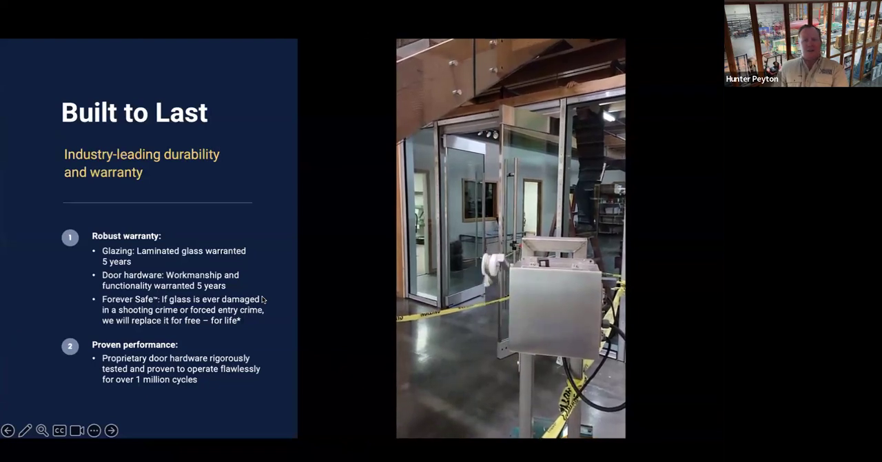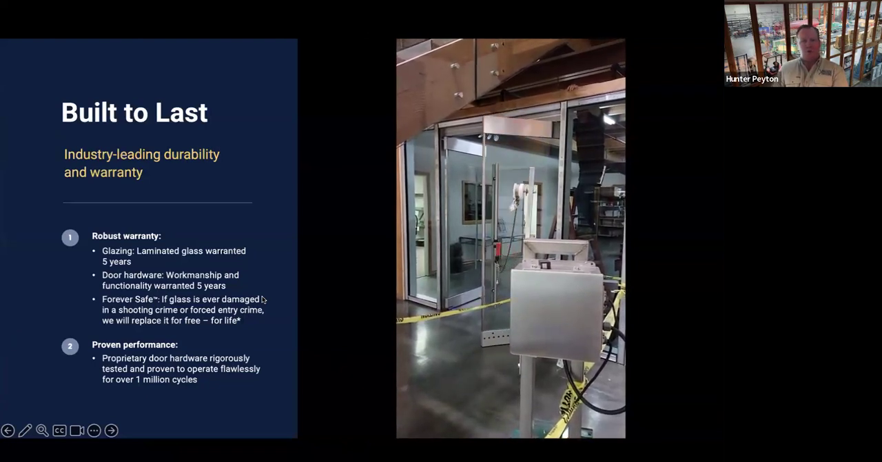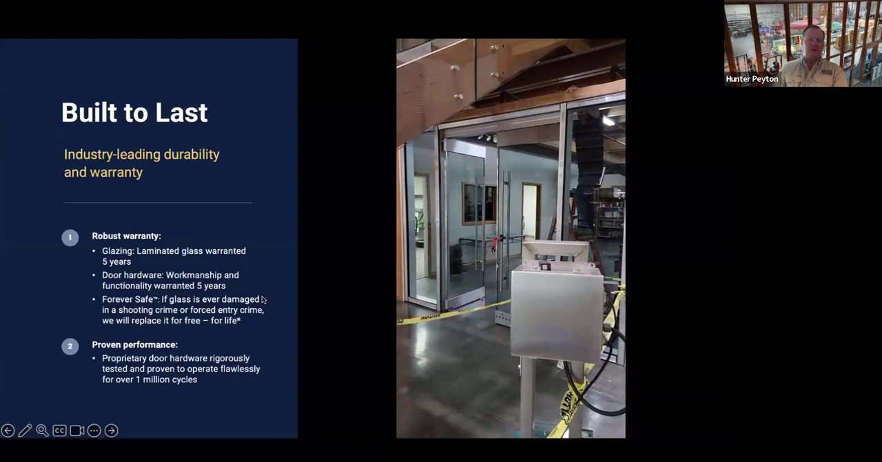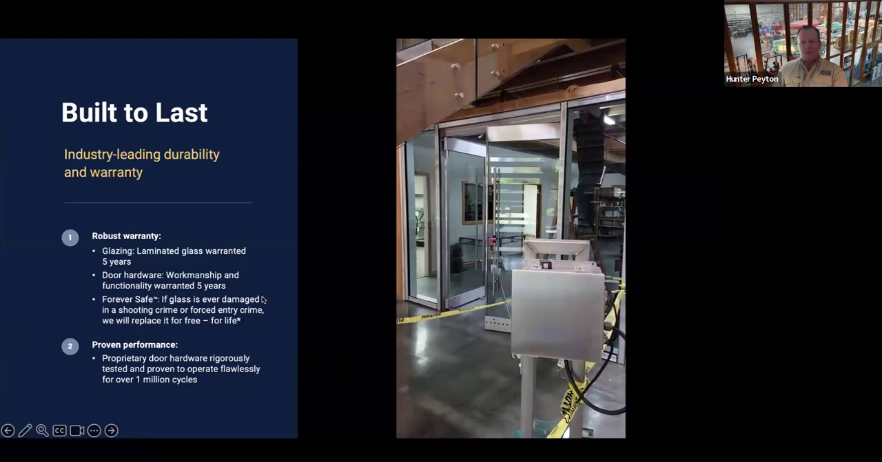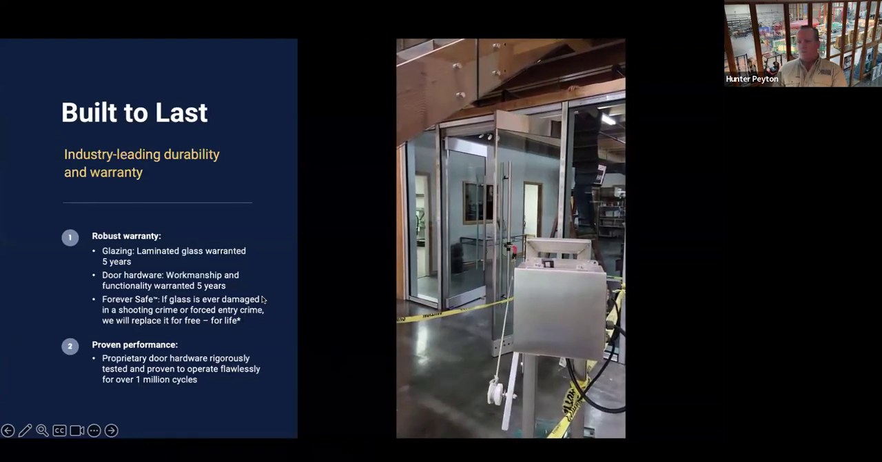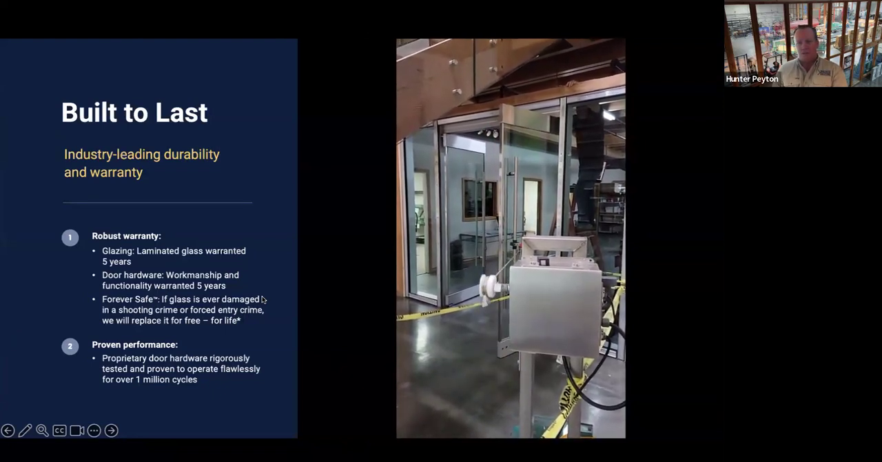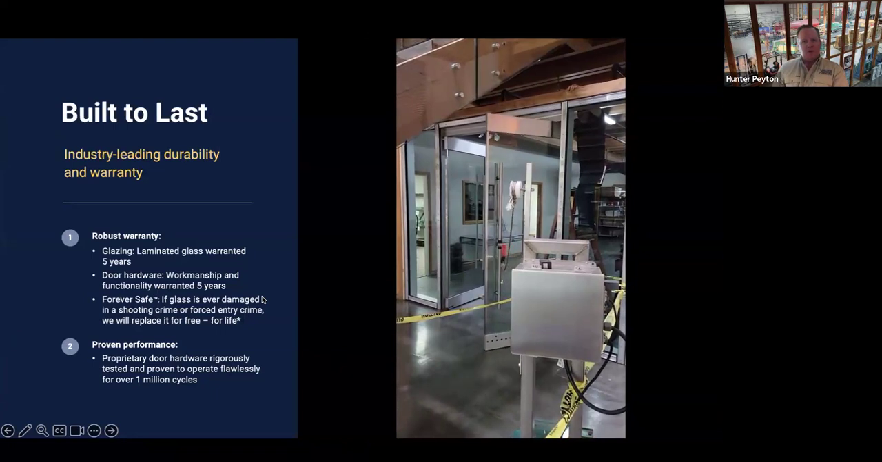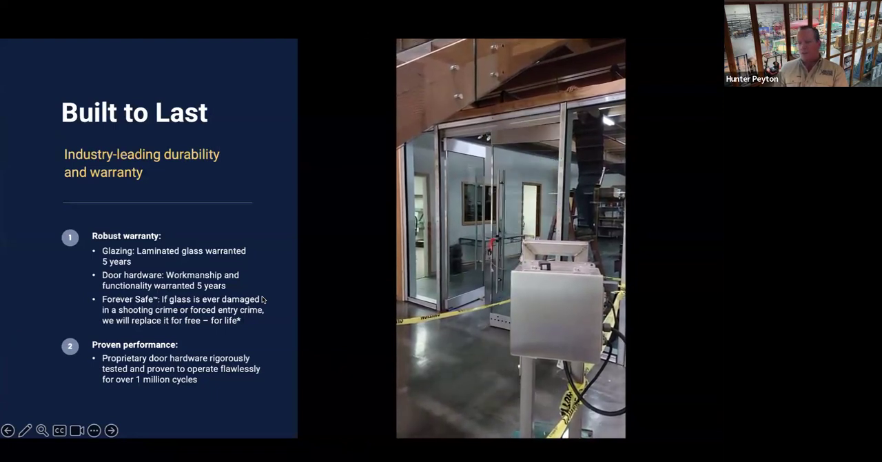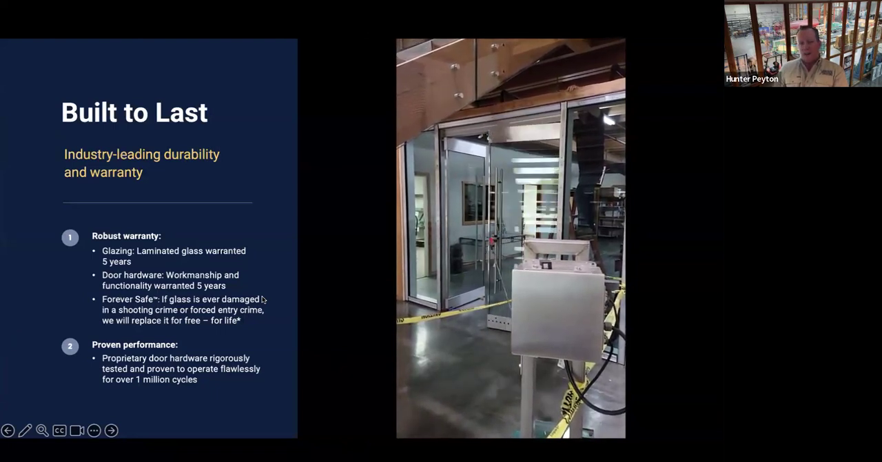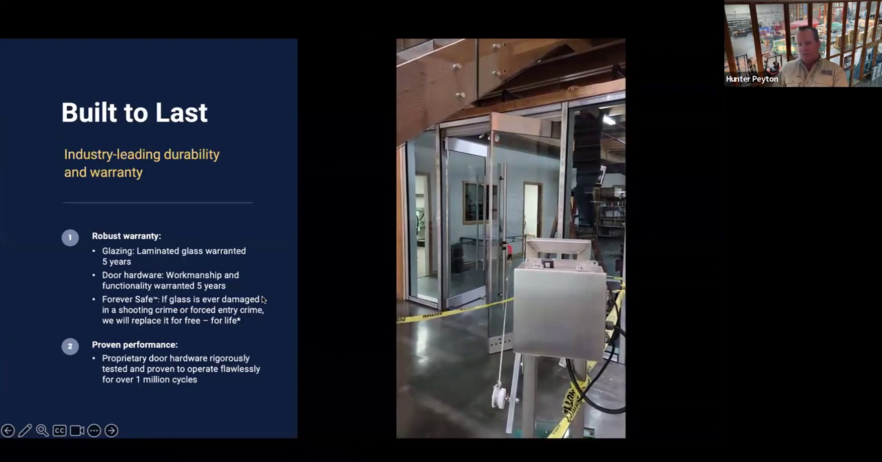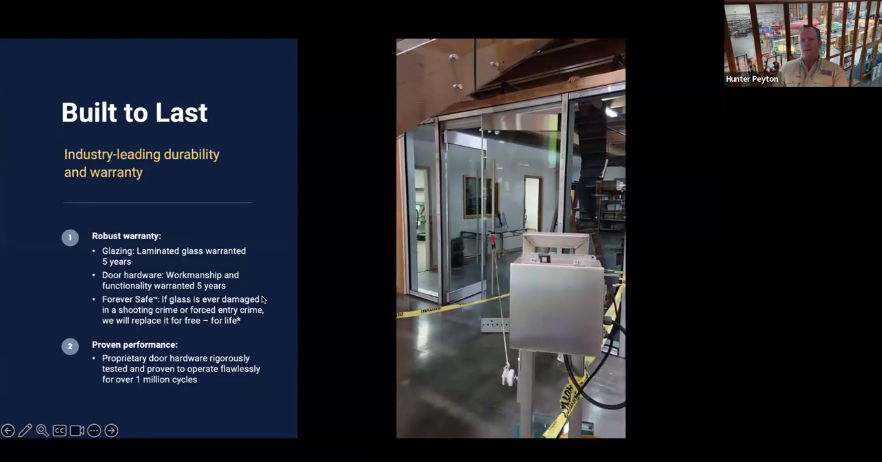Built to last. So that contraption you see running there is what we used to cycle this door over 1 million times. And I can tell you that it did it over 1 million times because that was right outside of my office and I got to hear it doing it. The hardware and glass both carry an industry-leading 5-year warranty for both delamination and defect.